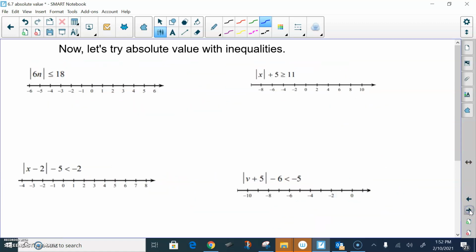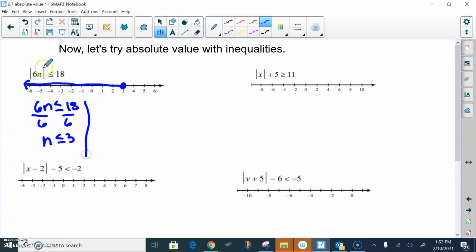All right, now that we've mastered equations, let's change it to an inequality. No big deal, it's almost the same thing. So we're going to drop the absolute value bars, and we're going to do it with the positive. Divide by 6. Get n is less than or equal to 3 6s or 18. So we're going to put a solid dot on 3, and then shade to the left.